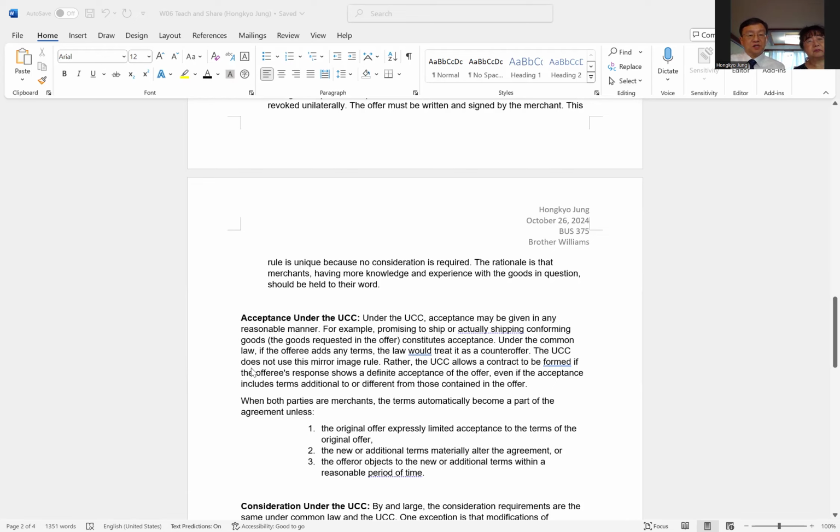Acceptance under the UCC. Under the UCC, acceptance may be given in any reasonable manner. For example, promising to ship or actually shipping conforming goods constitutes acceptance. Under the common law, if an acceptance differs in any terms, the law would treat it as a counteroffer. The UCC does not use this mirror image rule. Rather, the UCC allows a contract to be formed if the offeree's response shows a definite acceptance of the offer, even if the acceptance includes terms additional to or different from those contained in the offer.